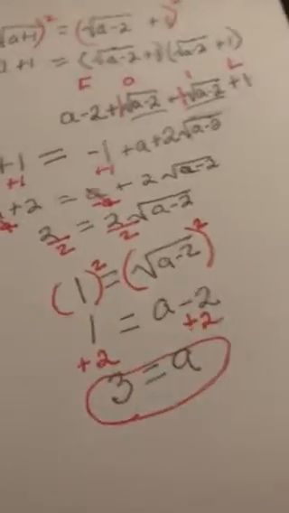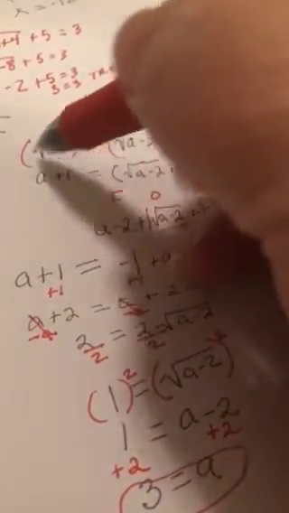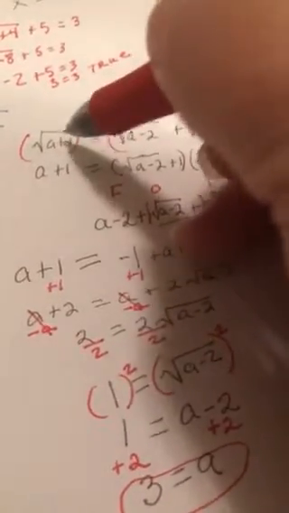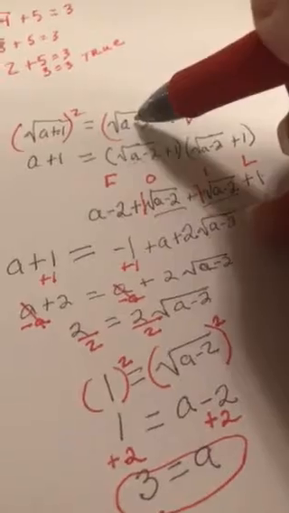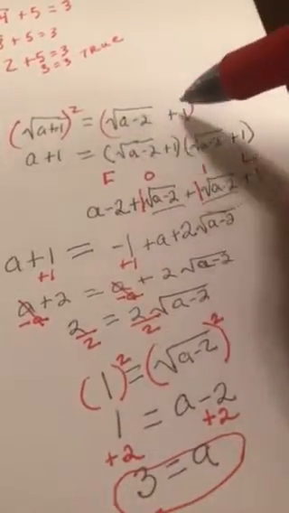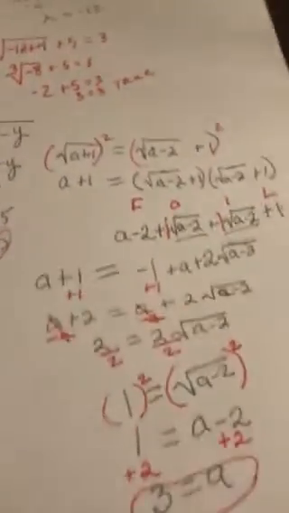Make sure it wasn't a no solution problem. If you come up here, 3 plus 1 is 4, so the square root of 4 is 2. This side equaled 2. Let's try this one. 3 minus 2 is 1. Square root of 1 is 1. So 1 plus 1 is 2. So these matched on both sides, so I can confidently say that a is 3.